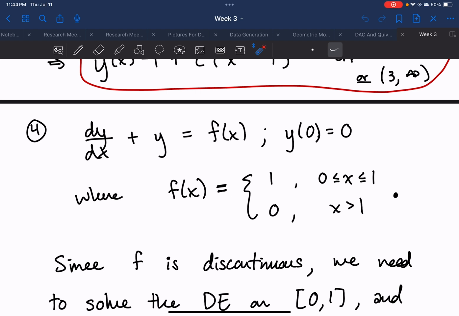But in this case, f of x is going to be some strange piecewise function, right? It's going to be 0 if x is bigger than 1, and 1 if x is between 0 and 1. So if you don't remember how to graph these things, this is what's called a piecewise function, and it looks something like this. It's 1 for a while, and then it jumps down to 0. This is what this function looks like if you were to graph it.